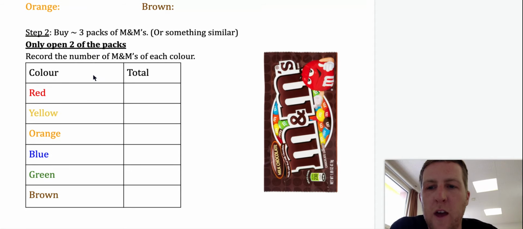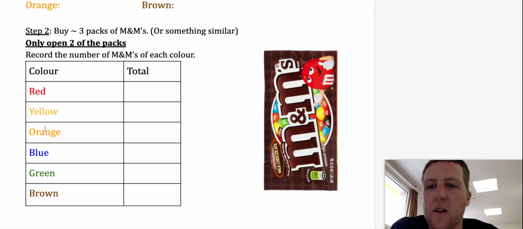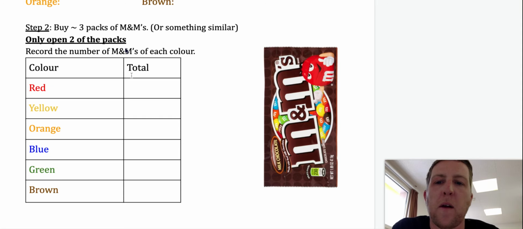And then I want you to count how many of red, yellow, orange, blue, green, and brown, and write that total here. Okay. At this point too, it would be helpful to take a photo because at the end you're going to have to submit photos as part of this project to prove that you did it. Okay. So only open 2 packs out of the 3 and record how many of each color here.